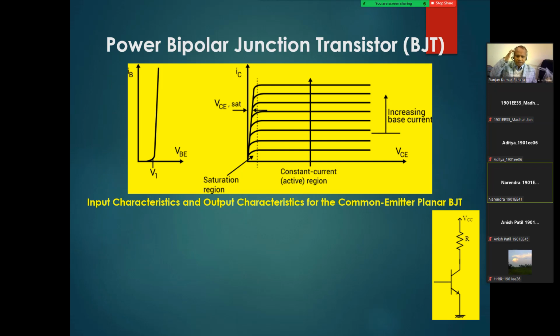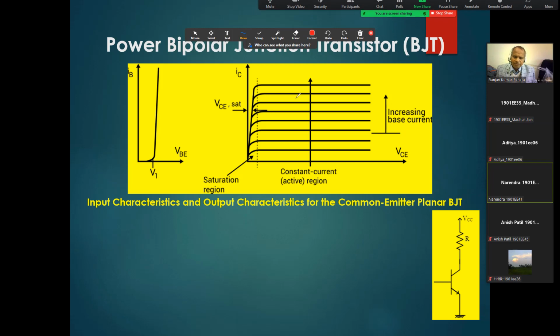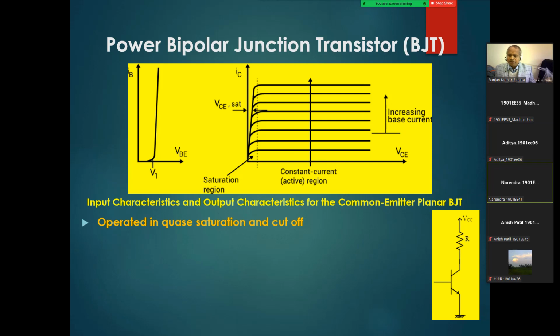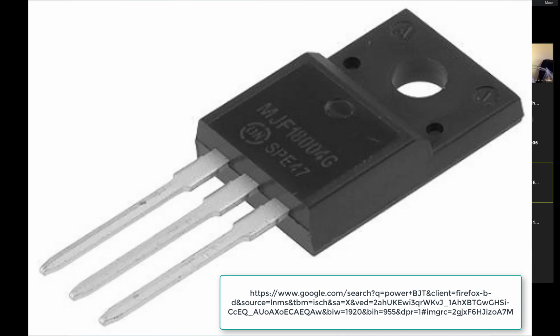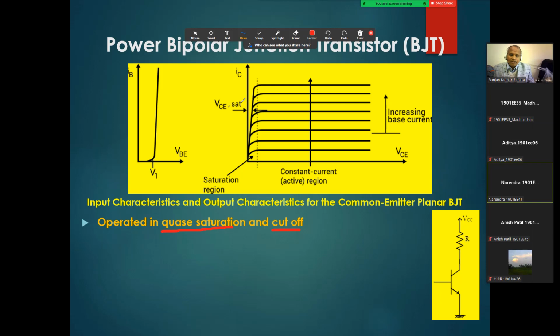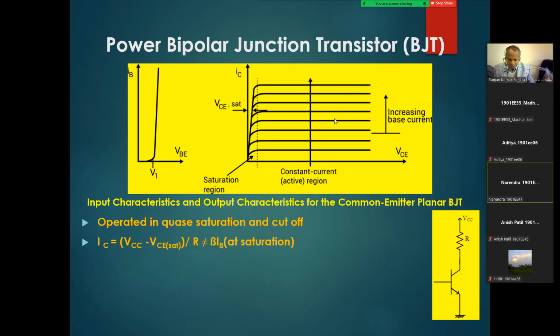Now, if you see a planar BJT, these are the input and output characteristics. And most of the time, in the case of a planar BJT, you operate in this active region. But our power BJTs operate in the quasi-saturation region and cutoff region. So this requires the quasi-saturation or cutoff region, because we use it as a switch, that is the main objective of our power BJT.